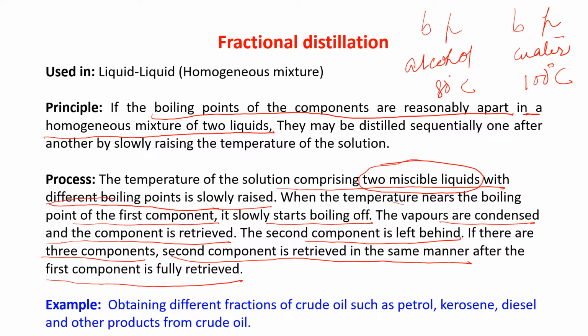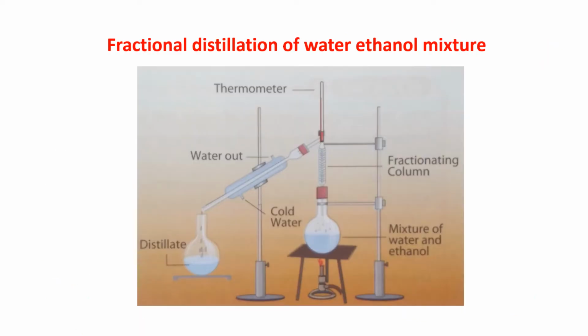Am I clear to you? For example, obtaining different fractions of crude oil such as petrol, kerosene, diesel and other products from the crude oil, we are using fractional distillation. Now this slide is showing you the figure of fractional distillation of water ethanol mixture. In this figure, we have used one new thing, that is fractionating column, to separate the water ethanol mixture.